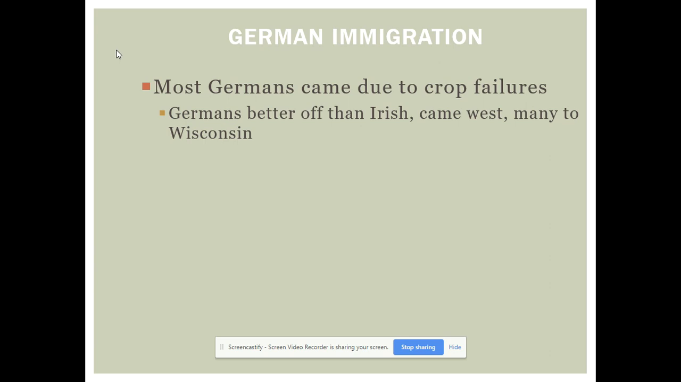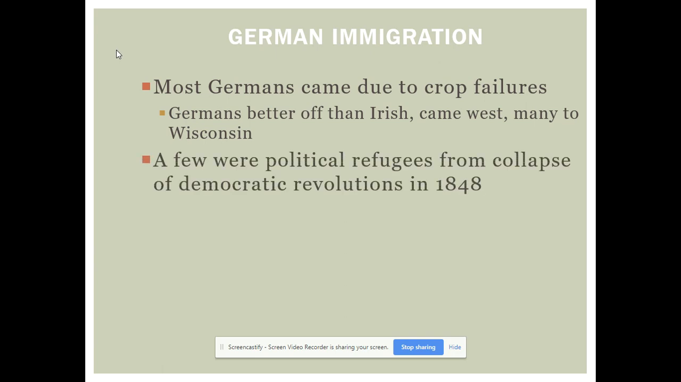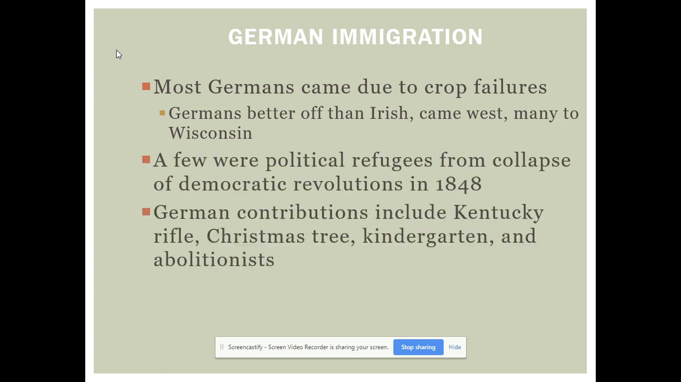And when they came, they prospered with astonishing ease. So the Germans did better economically than the Irish. And German and Irish immigration to the South, except for Texas, was discouraged because of competition with slave labor. Okay. And then some did come for political reasons. In world history, too, we talk about the democratic revolutions in 1848. They're all suppressed, but a lot of people fled as a result of them.